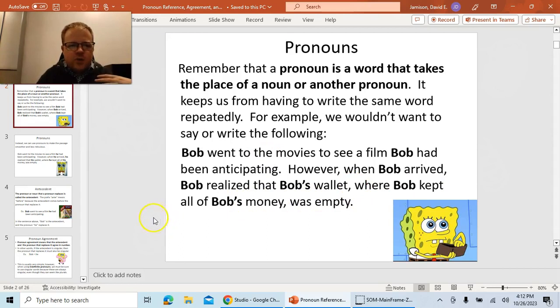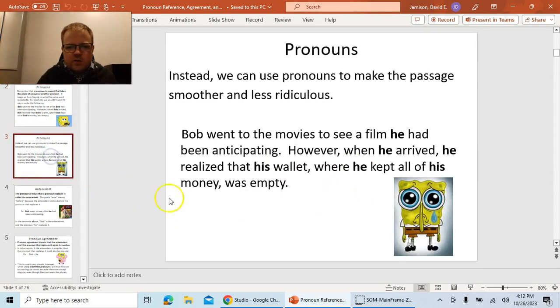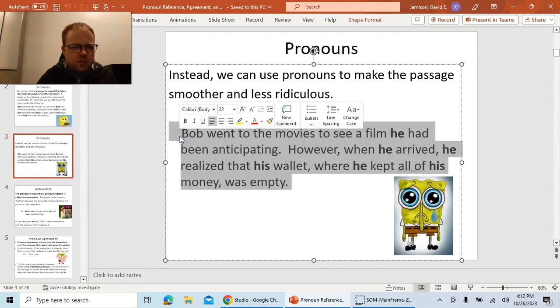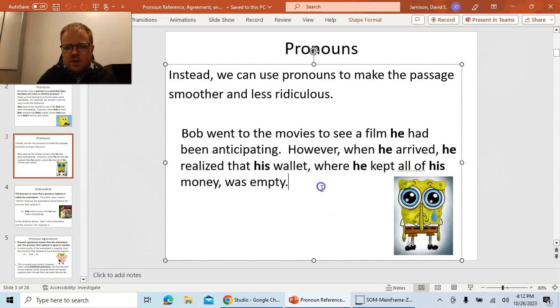So instead, we can insert pronouns. And instead we can say he in the place of Bob once we've established who Bob is. Bob went to the movies to see a film he had been anticipating. However, when he arrived, he realized that his wallet, where he kept all of his money, was empty. That's a lot cleaner than saying the guy's name over and over and over again. And it makes a lot more sense.